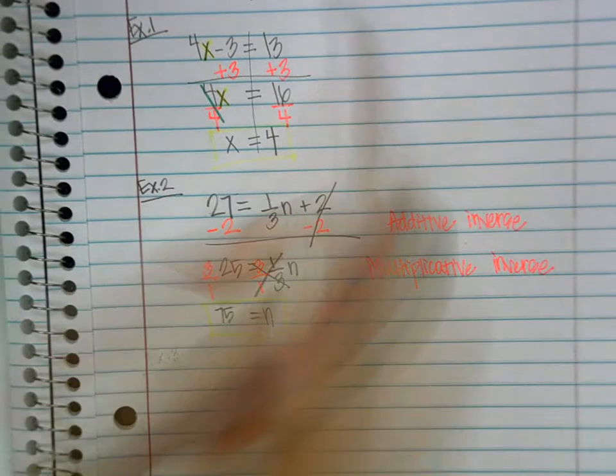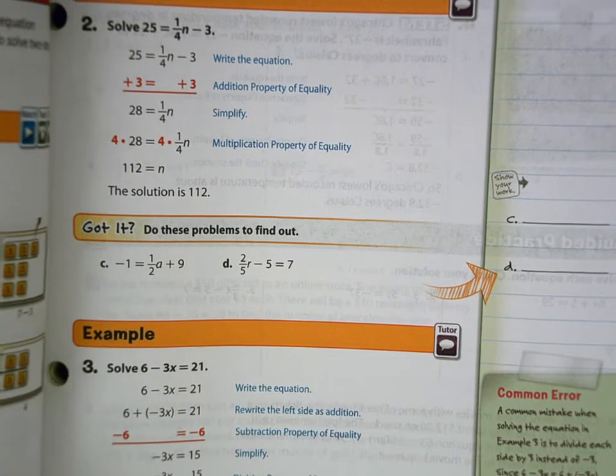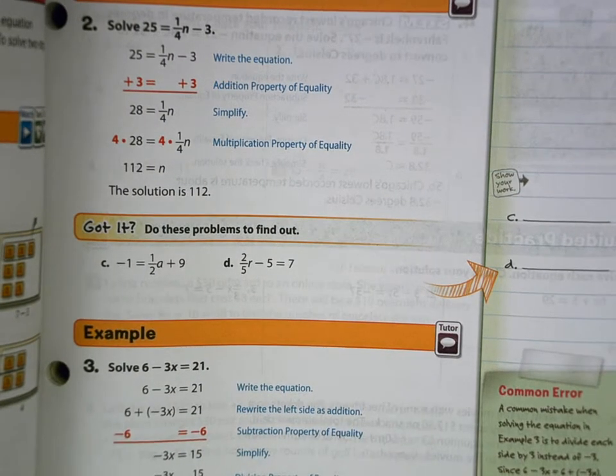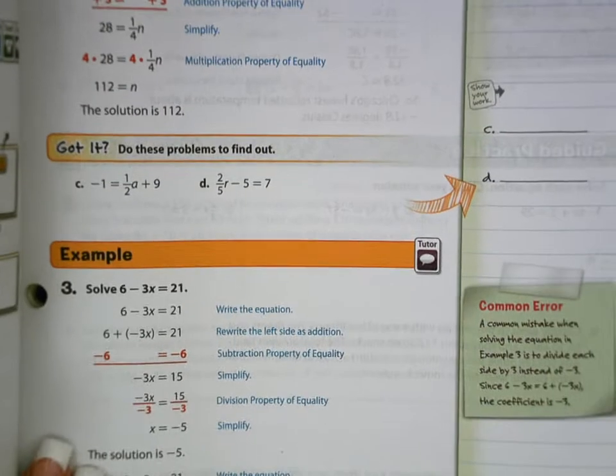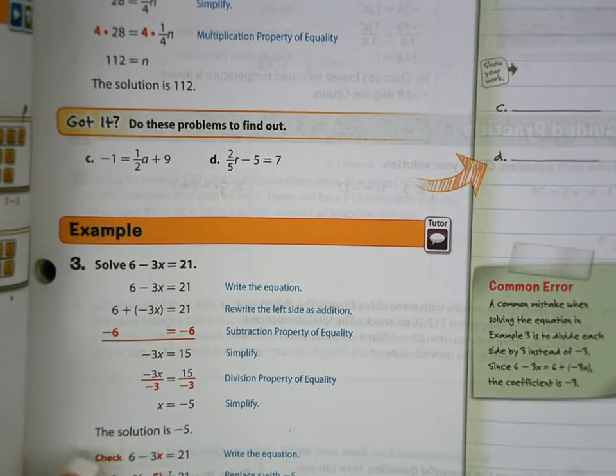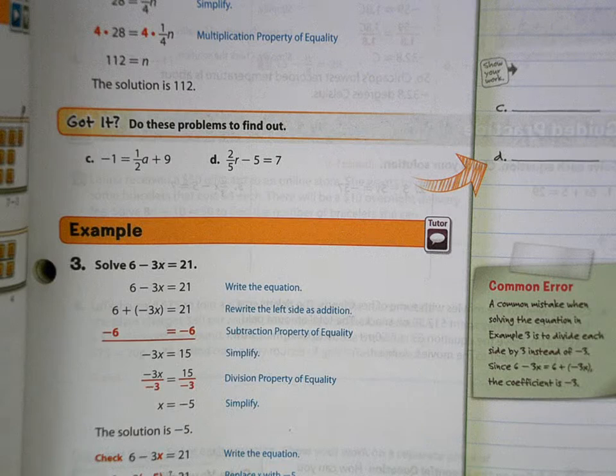Now I want you to look on page 123, and let's look at C and D, involving some fractions. Let's look at the got it on page 123. I want you to look at C and D, please. C and D up at the top of your page. I want you to look at these. Hopefully we've got this, and then we will move on.